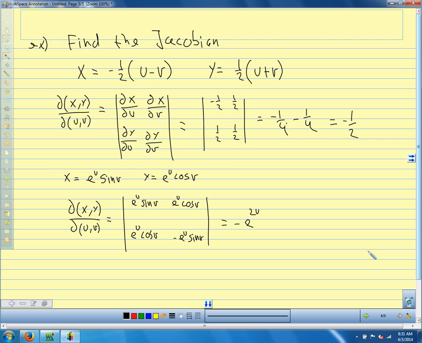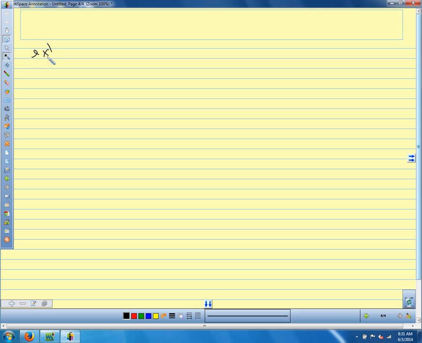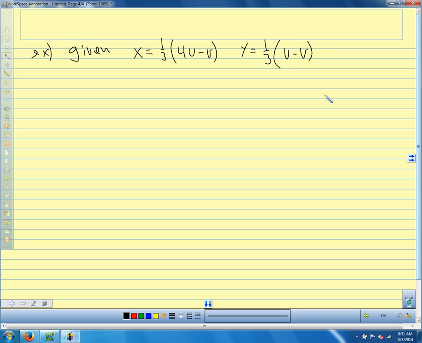All right, let's talk about a region and why we might want to change variables to evaluate an integral in this region. So we're given our transformation: x equals 1/3 (4u minus v), and y equals 1/3 (u minus v). And I'm going to do a sketch of the region. So we're given this region, and for this problem, we're thinking we're going to have to evaluate an integral over this region.